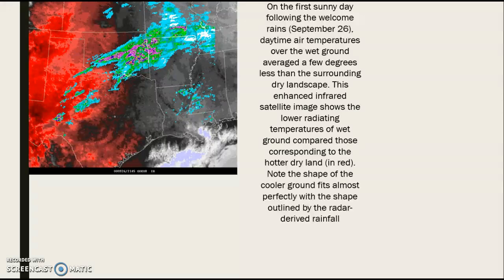So we can use the temperature to see if there has been rainfall or precipitation of any sort, be that snow or hail or anything like that, by finding the lower temperatures.